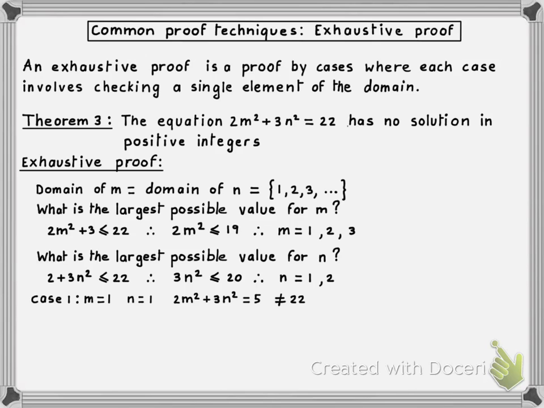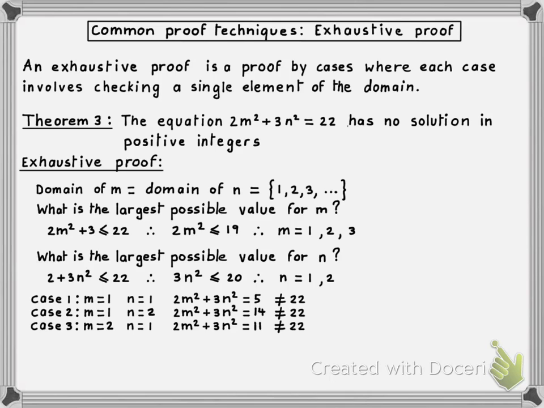Let's move on to case 2, where m is still 1, but n is equal to 2. When we plug these values into the left-hand side of the equation, we get 14, which is again different from 22. So there's no solution in that case either. Case 3, m moves up to 2, n is equal to 1. The left-hand side of the equation is 11, which is different from 22. When m equals 2 and n equals 2, the left-hand side equals 20, still different from 22.